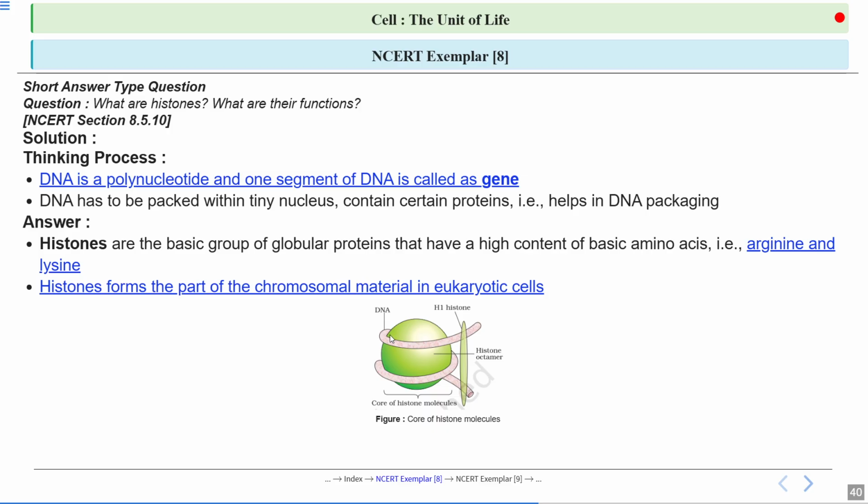So here you can see this round ball-like structure. This is called the histone octamer, and you can see the DNA making two circular coils on this ball, and here you can see one more, the H1 histone. So this whole structure, this green color ball, is called the core of the histone molecule. And it is also called an octamer. Why is it called an octamer? Let us see that.